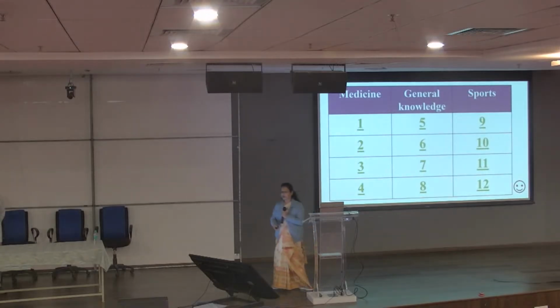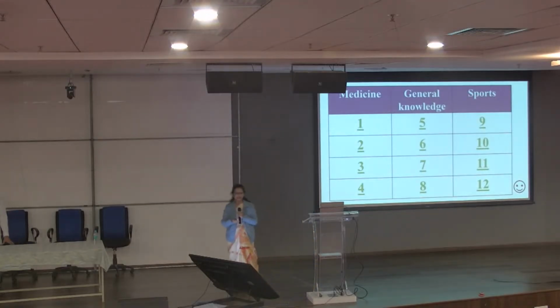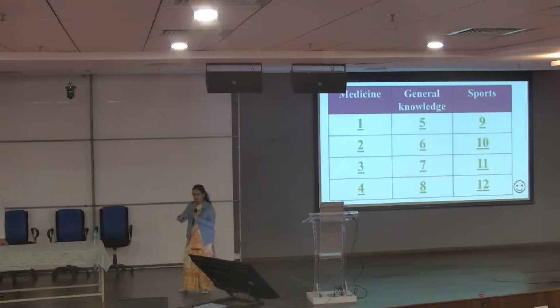So this is how I have arranged the questions. If you see, there are 3 columns in your Housey ticket. The first column would have a question related to medicine, the second column a question related to general knowledge, and the third column a question related to sports. So 1 to 4 is medicine questions, 5 to 8 is general knowledge, and 9 to 12 is sports.